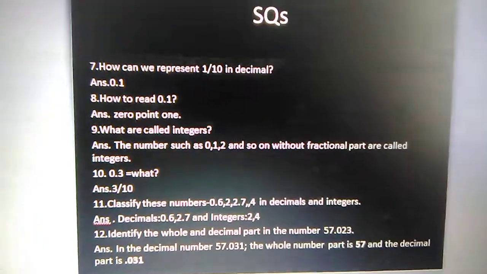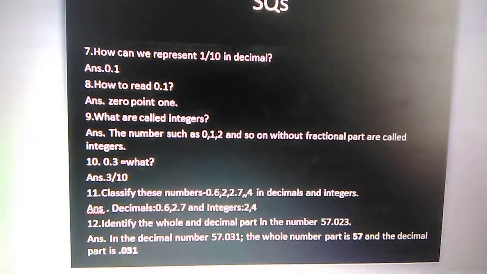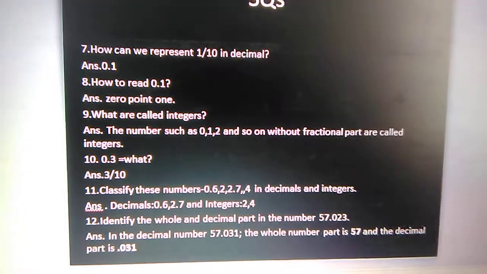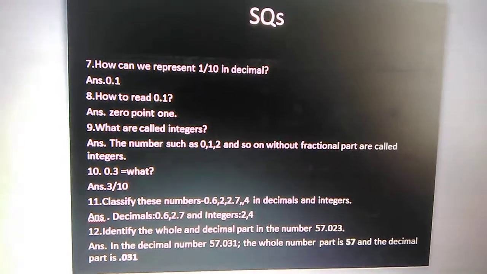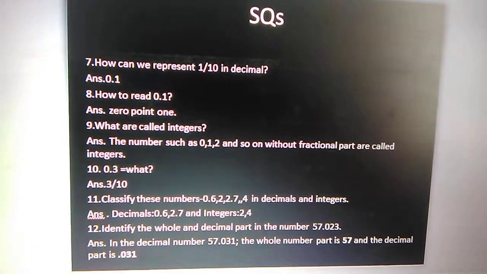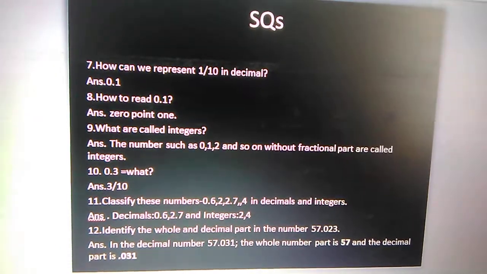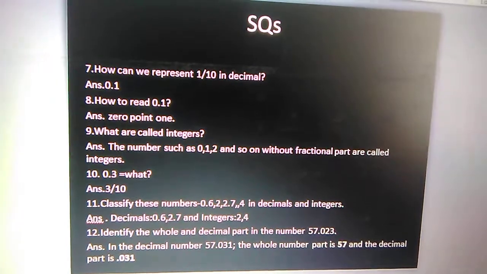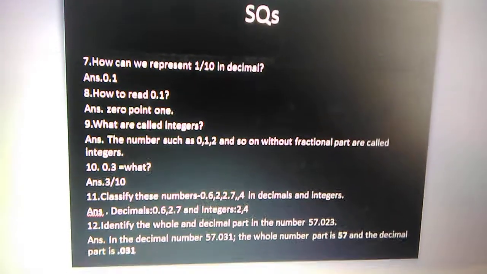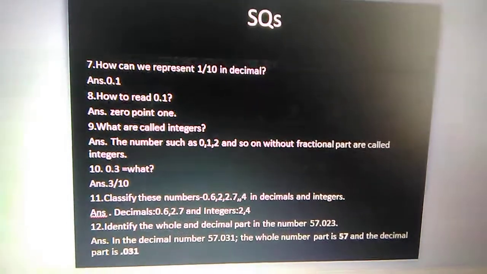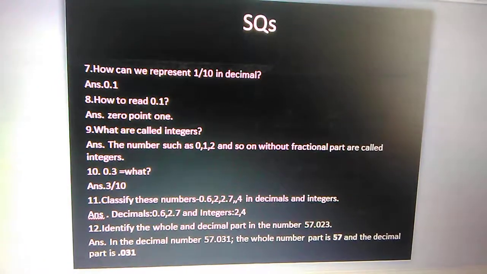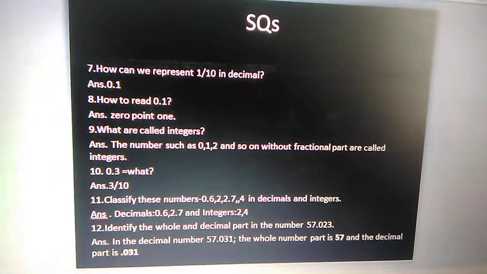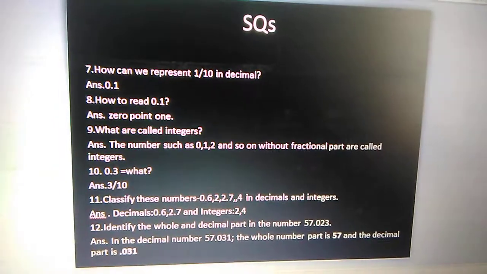Now the questions. How can we represent 1/10 in decimal? We can represent 1/10 as the decimal 0.1. Next, how to read this number 0.1? It is read as zero point one.